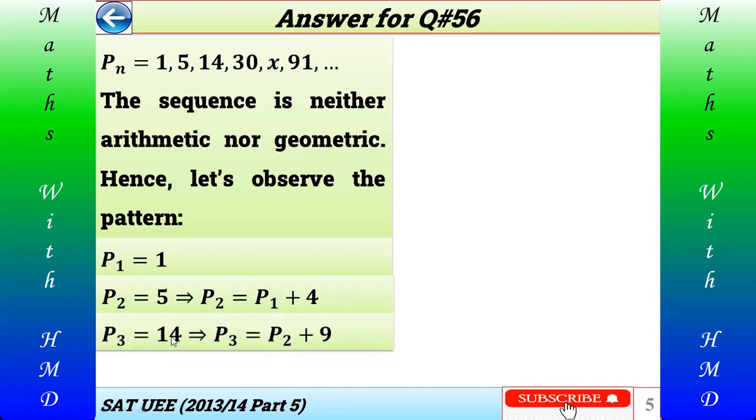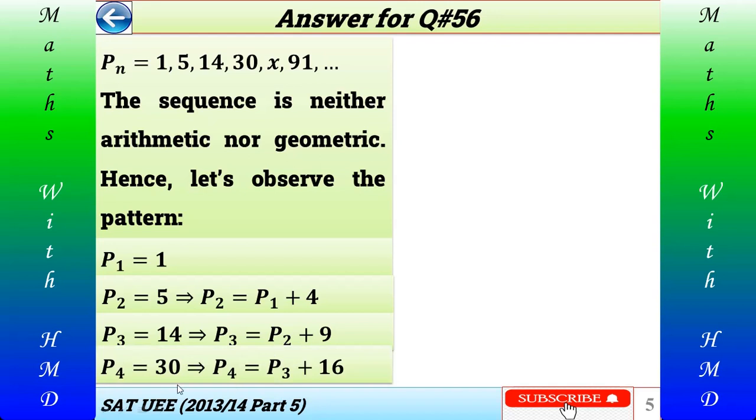What about P3? P3 is 14, which is given here, right? So P3 is equal to 14, which implies P2 plus 9. What is P2? P2 is 5. 5 plus 9 is how much? Which is 14. So P3 is P2 plus 9. Please try to observe the pattern again.